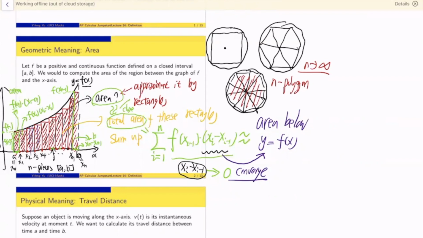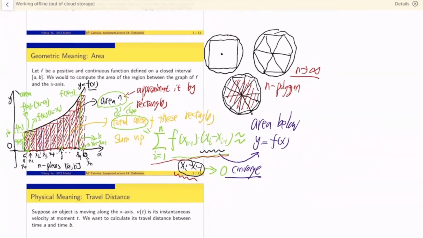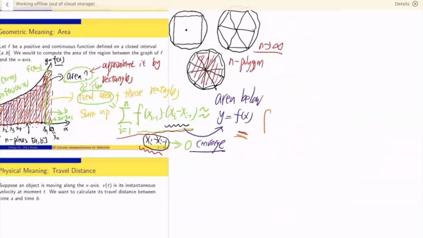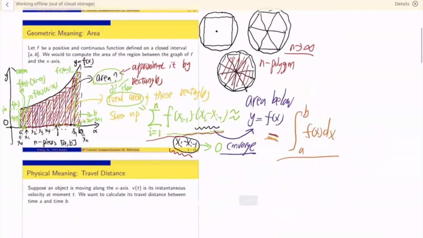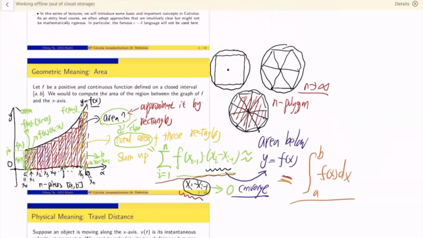So we get this kind of sum, and then we want the step size to go to 0. We expect this will converge to this area, to the area below the graph. And the area below the graph, this is what we are going to write as the integral from a to b of f(x) dx. So this is how we understand the integral from the geometric perspective.